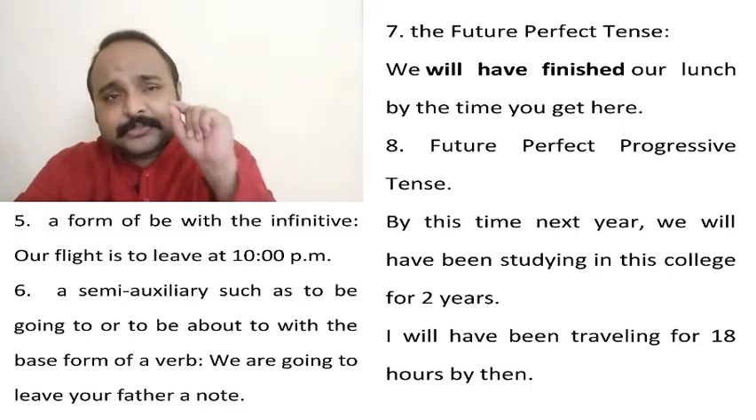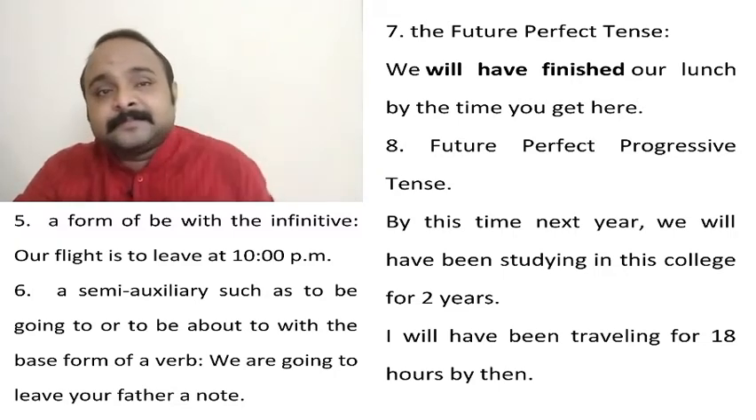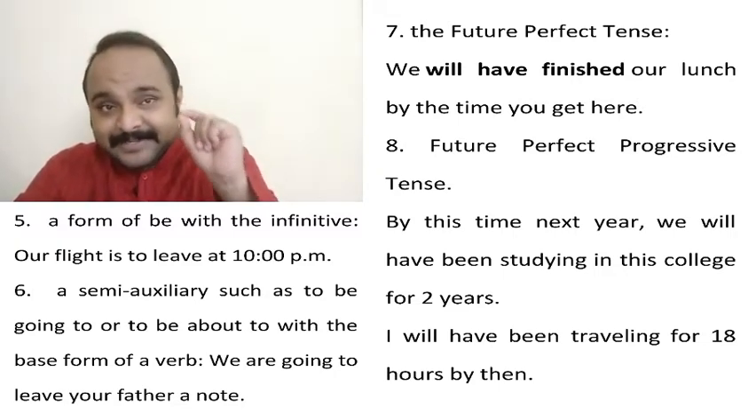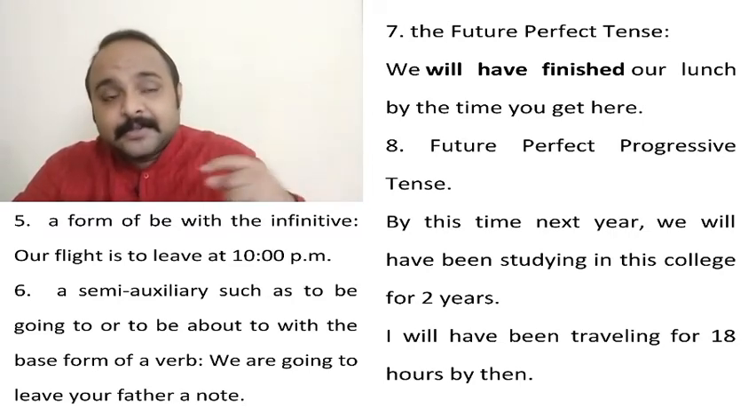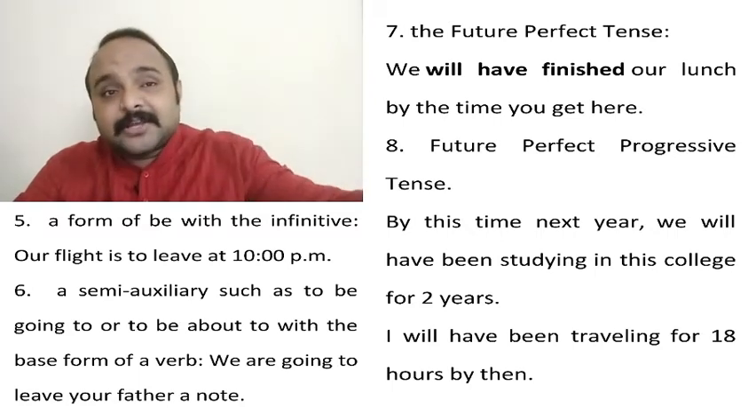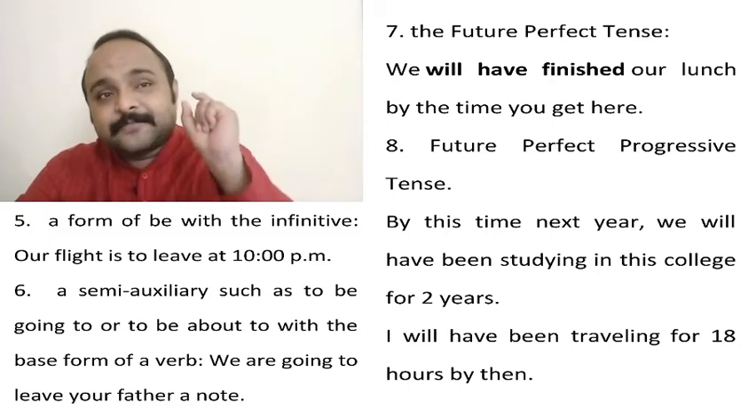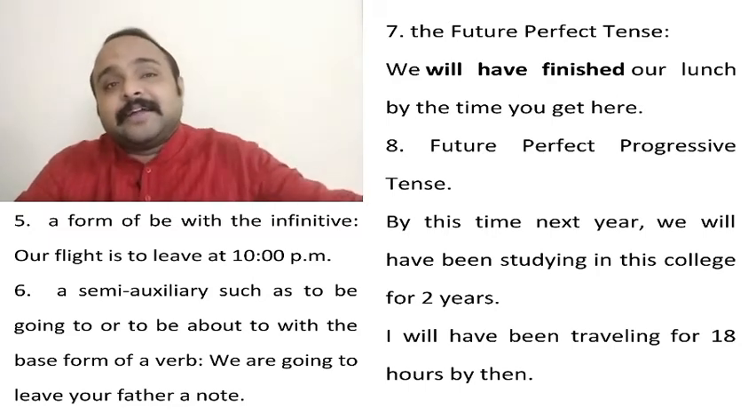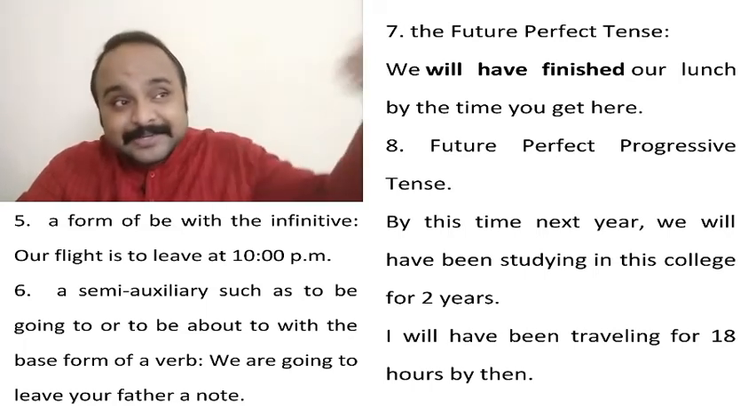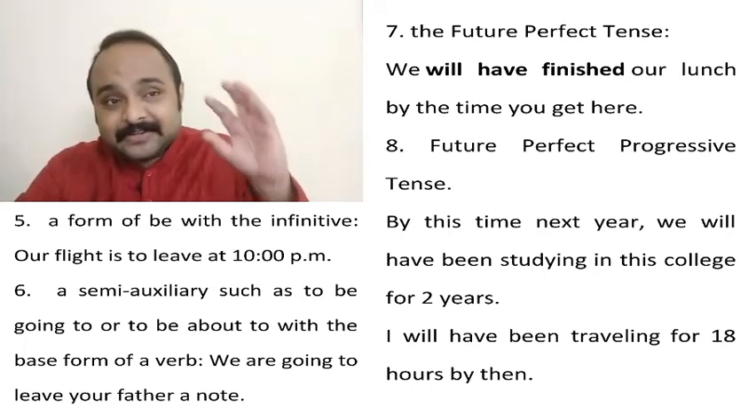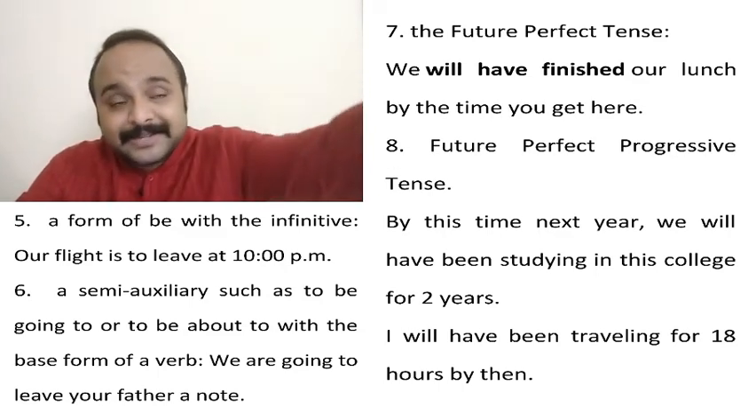Next, the future perfect tense. This verb tense is used to express an action that will be completed at some point in the future. The term perfect means completed. It is used to denote events which have been completed. We will have finished our lunch by the time you get here. The will plus have plus finished. We will finish our lunch by 2 p.m. We will have finished our lunch by the time you get here. So an event, finishing of our lunch, is going to happen before you reach the place.